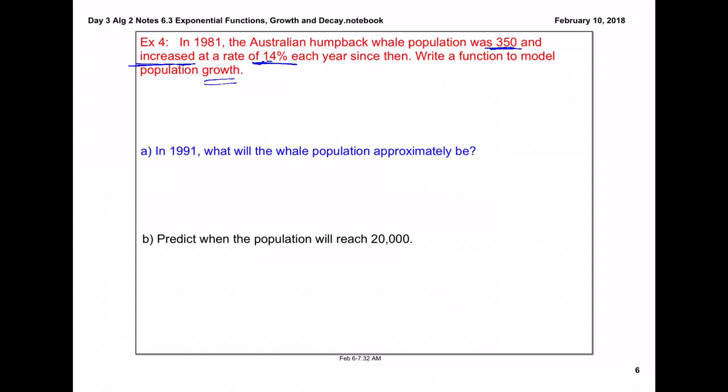So we know we're representing population growth, so we're going to use A of t is equal to A times 1 plus r raised to the t power. So my 350 represents my A because that's my starting amount. My rate is 14%, so we want to make sure and change that to a decimal.